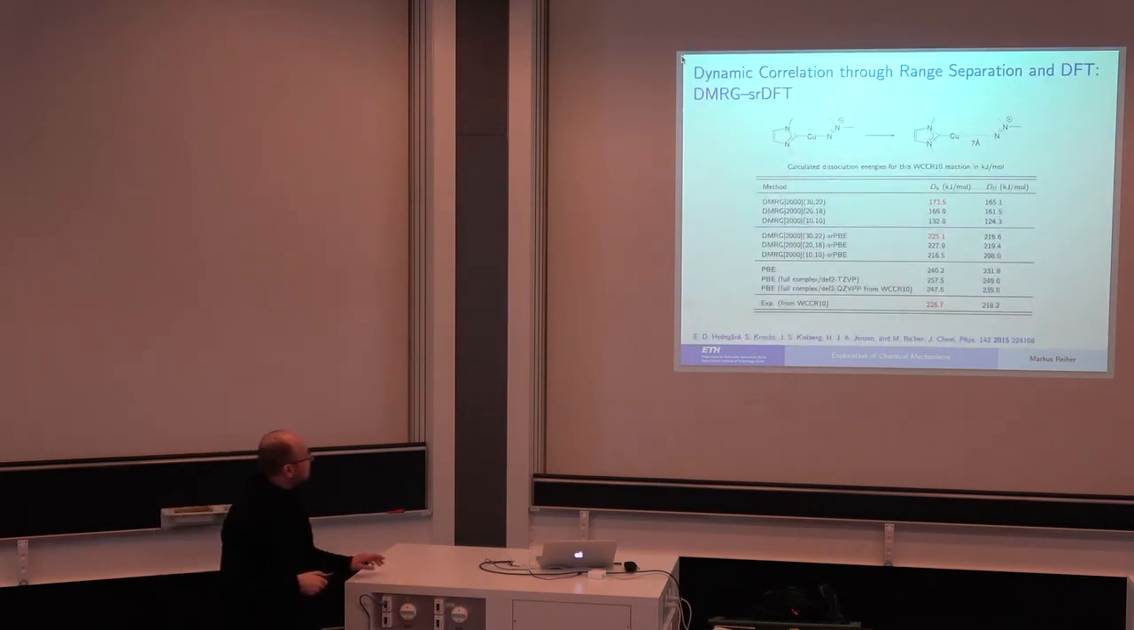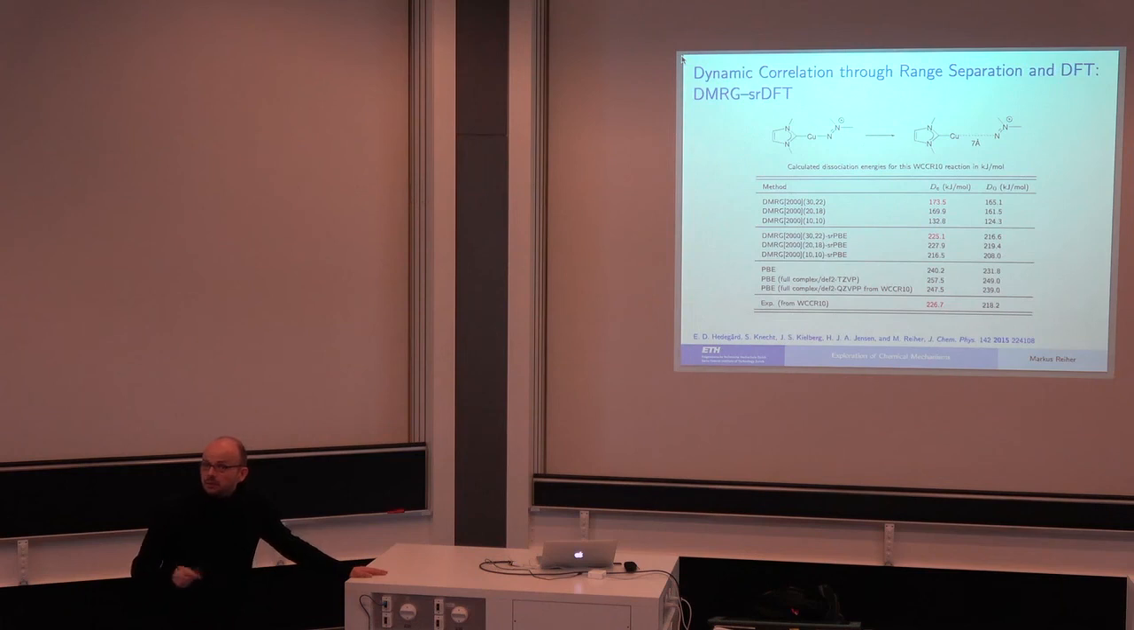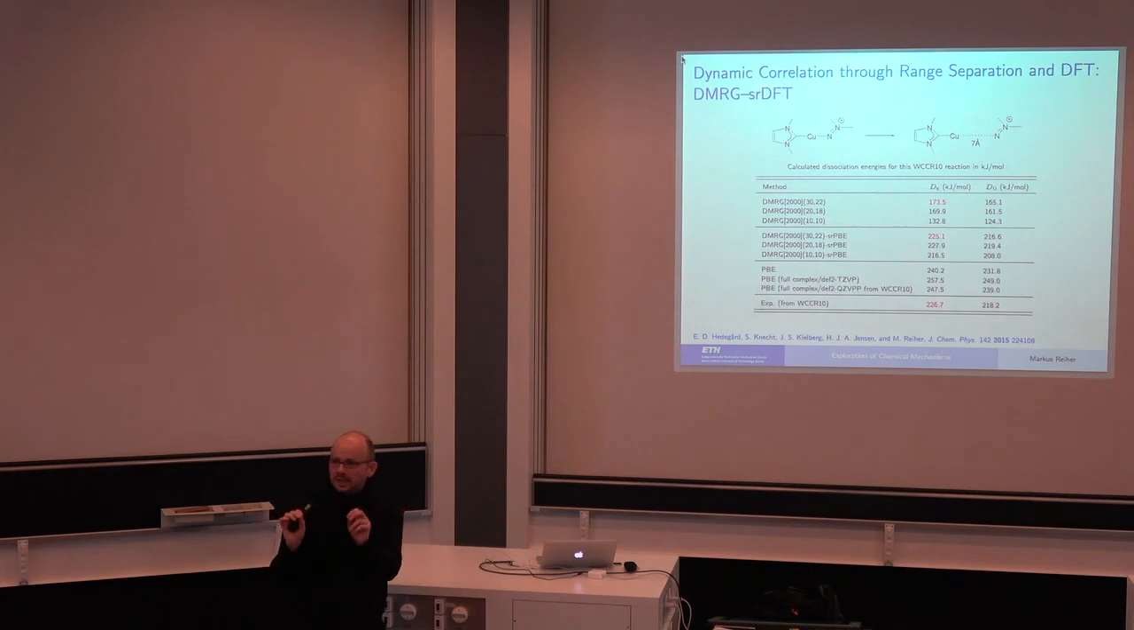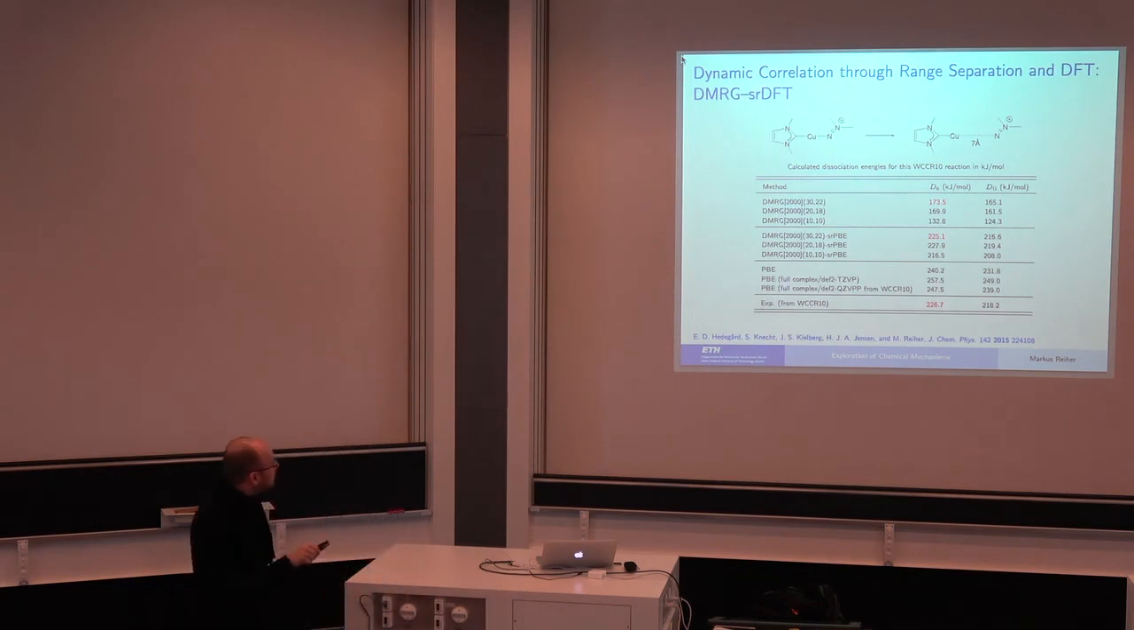This is my last slide. You can also include dynamic correlations through short-range DFT. So you do a range separation of the electron-electron interaction. And the long-range part you describe with a wave function method, DMRG. And the short-range part, which is responsible for the dynamic correlation, you do by DFT. This way, when you start the DMRG calculation, almost all the dynamic correlation is already in your orbitals. Okay? And it has a nice effect on the active space, because all the electron correlation in the active space is also regularized.